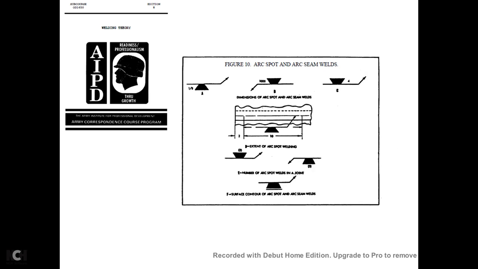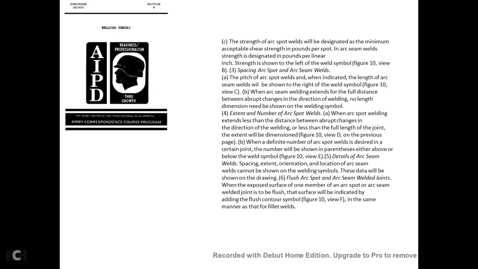Alright, figure 10 shows your arc spot and arc seam welds. First at the top, you have dimensions of an arc spot, arc seam welds. B, the extent of the arc spot welding, and the number of arc spots welded in a joint, surface contour of the arc spots and arc seam welds. The strength of the arc spot weld is designated with the minimum acceptable shear strength in pounds per spot. The arc seam weld is designated with pounds per linear inch. Strength is shown on the left of the welding symbol.